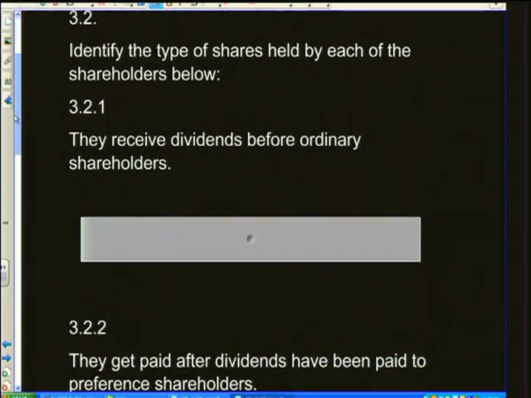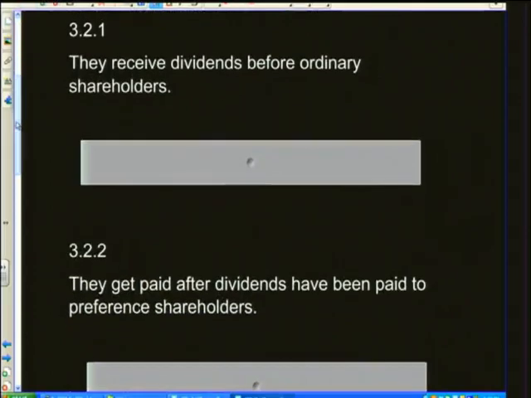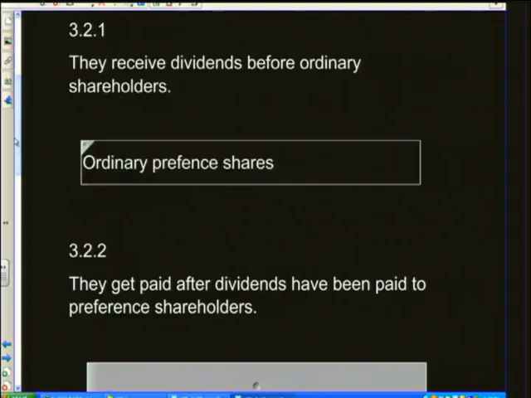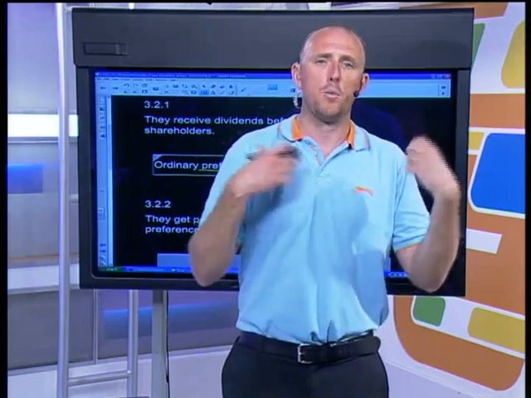So it has asked us to identify the types of shares held by each of the shareholders below, right? So the first one is they receive dividends before ordinary shareholders, right? So that is ordinary preference shares, right? So preference shareholders, they're the people who are first in the line to get money out of the business or to get dividends, right? As it says there, preference.